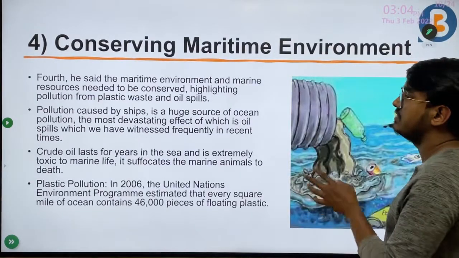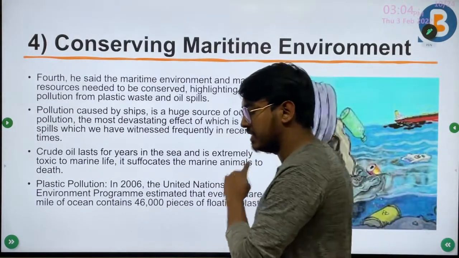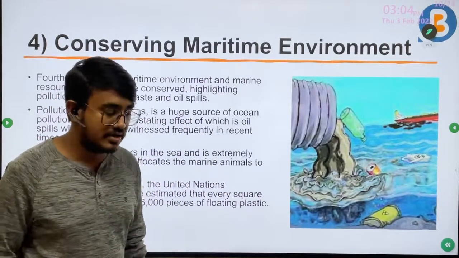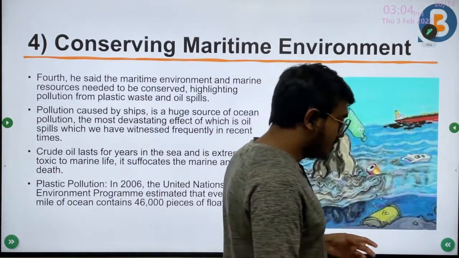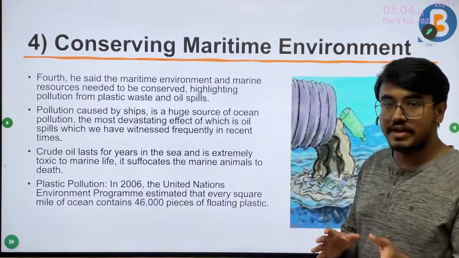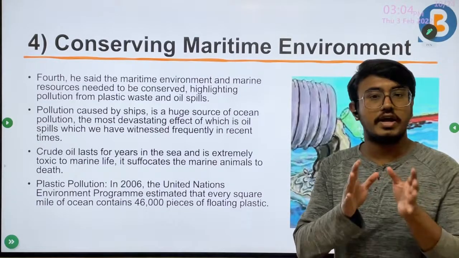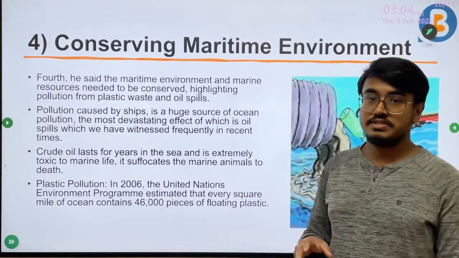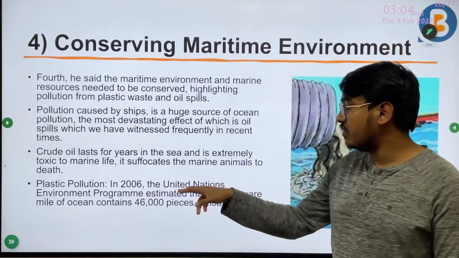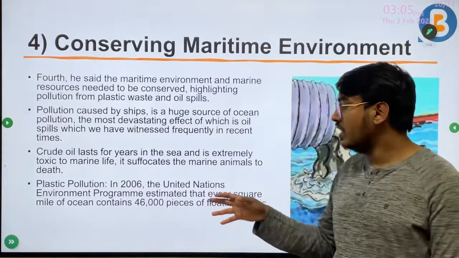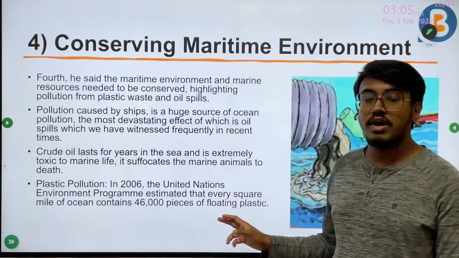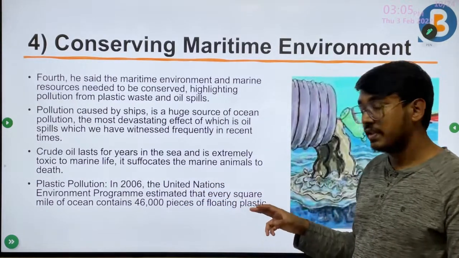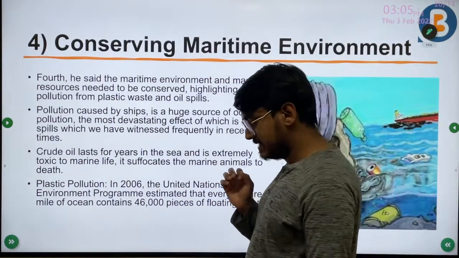So what is the fourth step? Another bigger concern, especially in the current climate, is that of the environment. You have to remember this kind of data, so if you are able to write it down. In 2006, that is 16 years ago, the United Nations Environment Programme, that is UNEP, estimated that each square mile of the ocean has 46,000 pieces of floating plastic. Why is this dangerous?